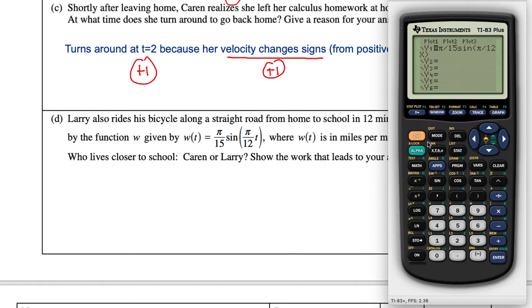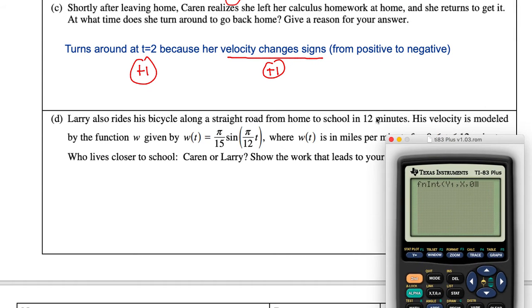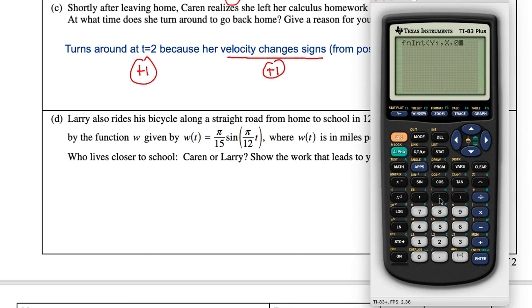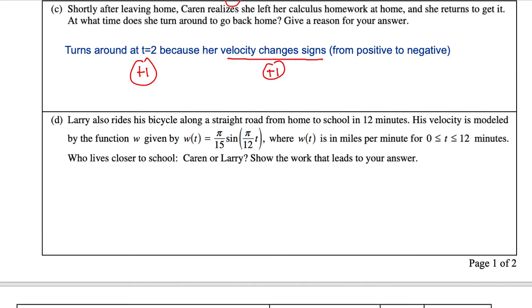Looks good, right? Let's quit out of that, and then I'm going to do math 9 to do the integral of y1 with respect to x from 0 to, he said 12 minutes, right? He gets to school in 12 minutes, so 12 is going to be my upper bound, 0, 12. And I get, I think it should be about 1.6. Yep, 1.6 exactly.